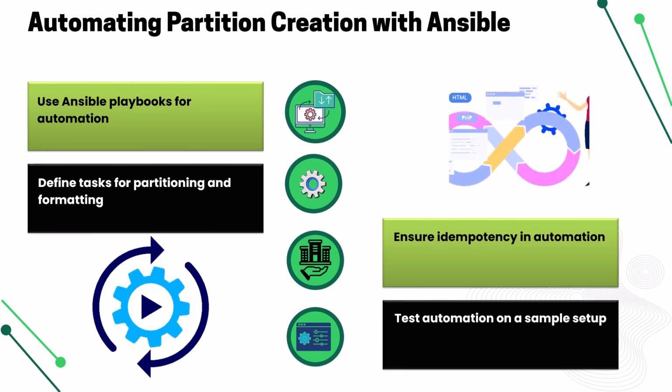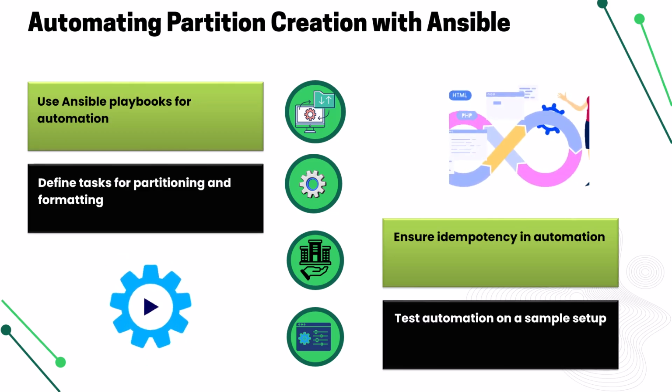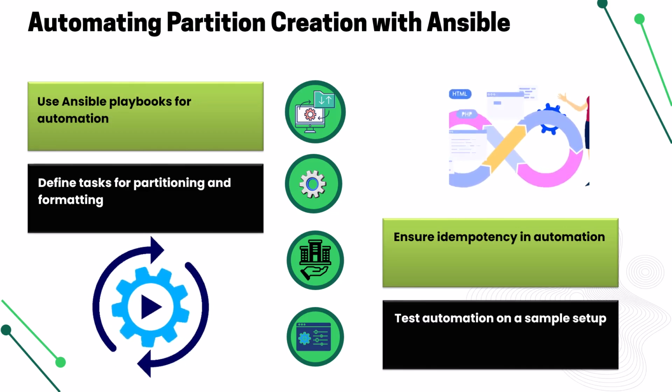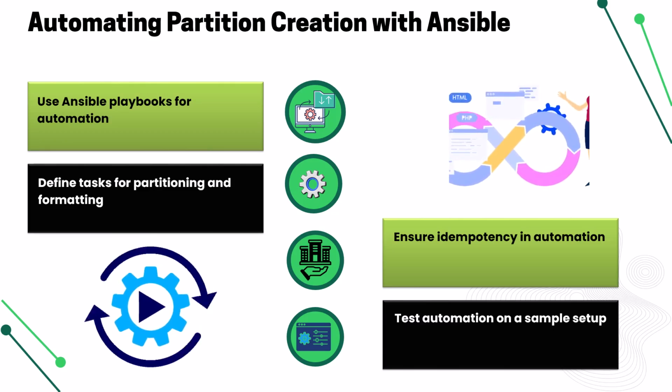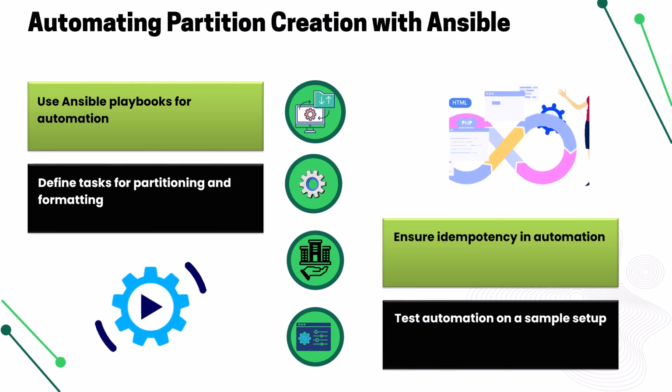Why do things manually when you can automate? Ansible helps us create partitions effortlessly. First, we write playbooks that define partition tasks. We make sure the automation is idempotent. It runs without unnecessary changes. Testing ensures it works as expected. With automation, system administration is less typing frenzy and more sit back with a coffee.